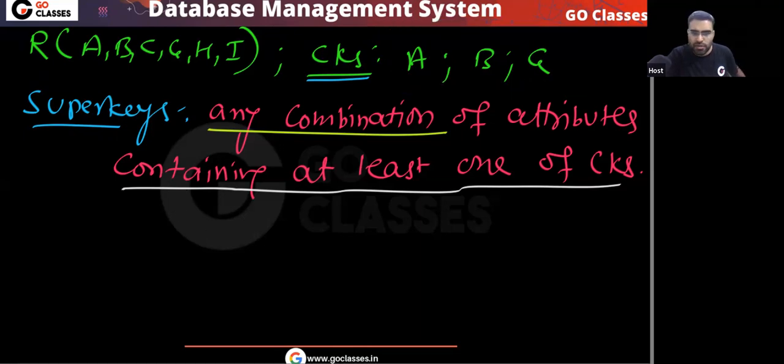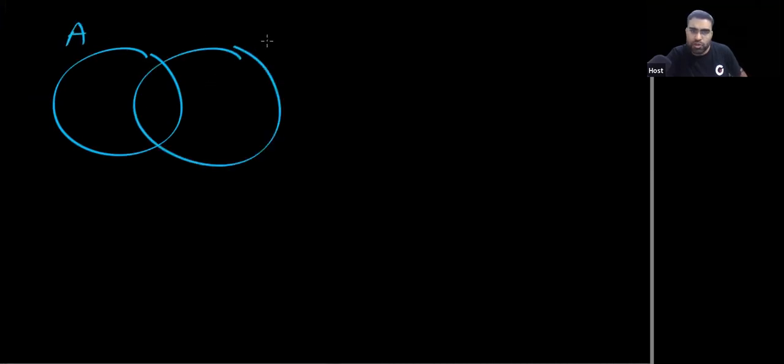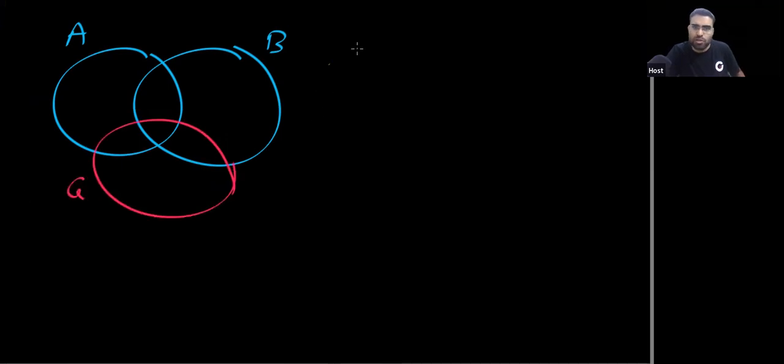So how to do that? Now you can apply the inclusion-exclusion principle. See what I will do. Just find out how many supersets of A are there, how many supersets of B, how many supersets of G, something like this. Then create the Venn diagram and apply the inclusion-exclusion principle. So tell me how many super keys will be there. I want the number of super keys.